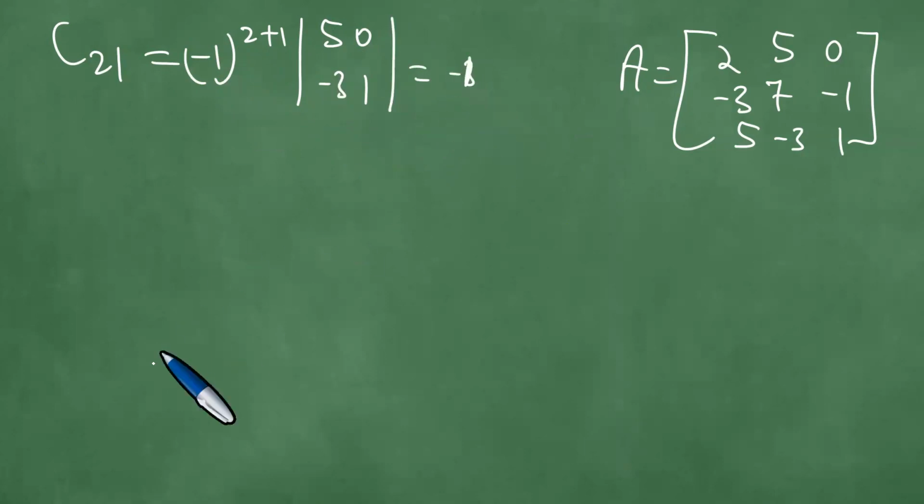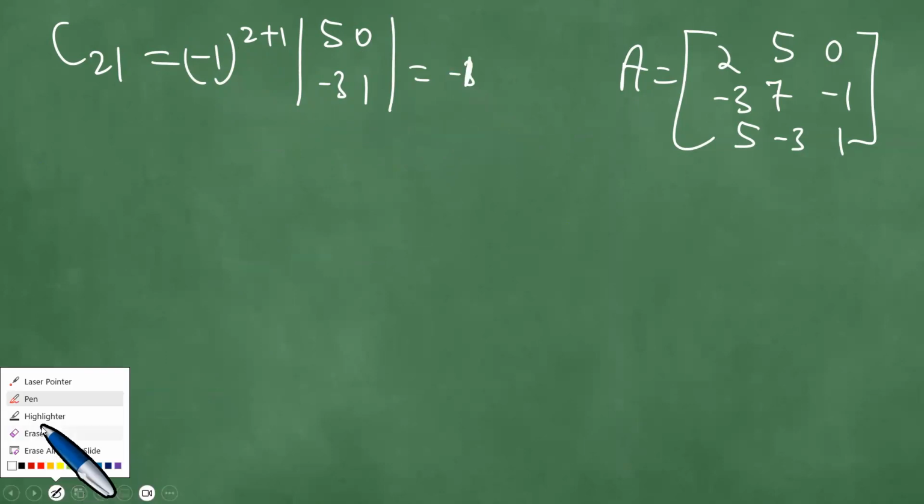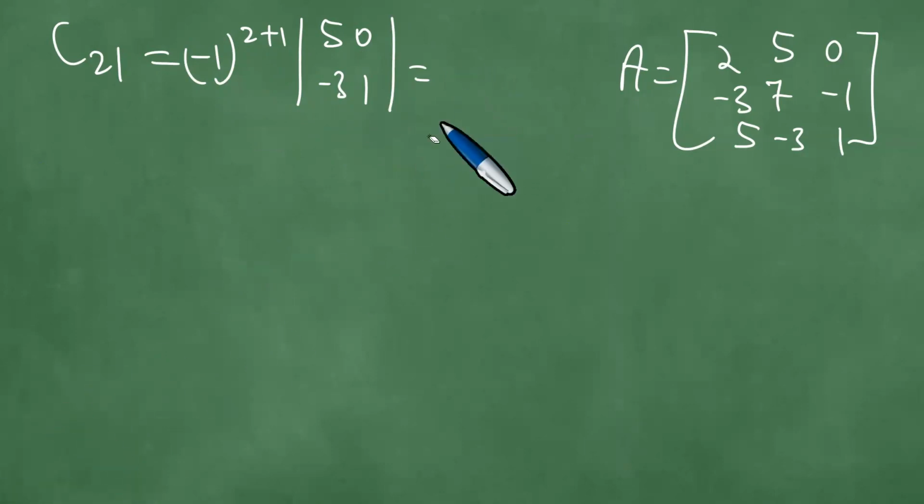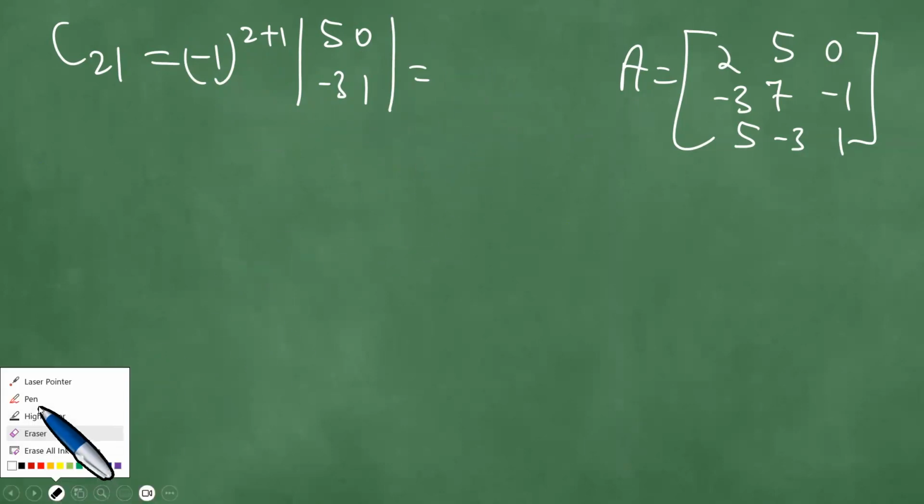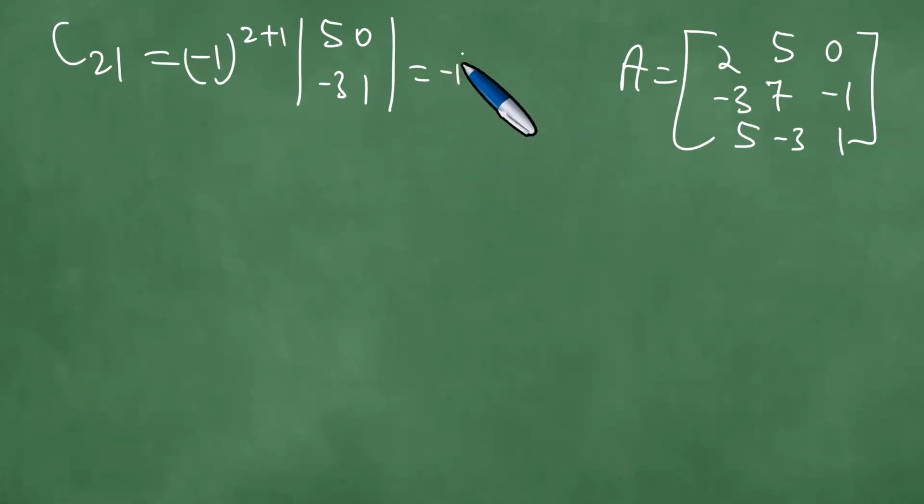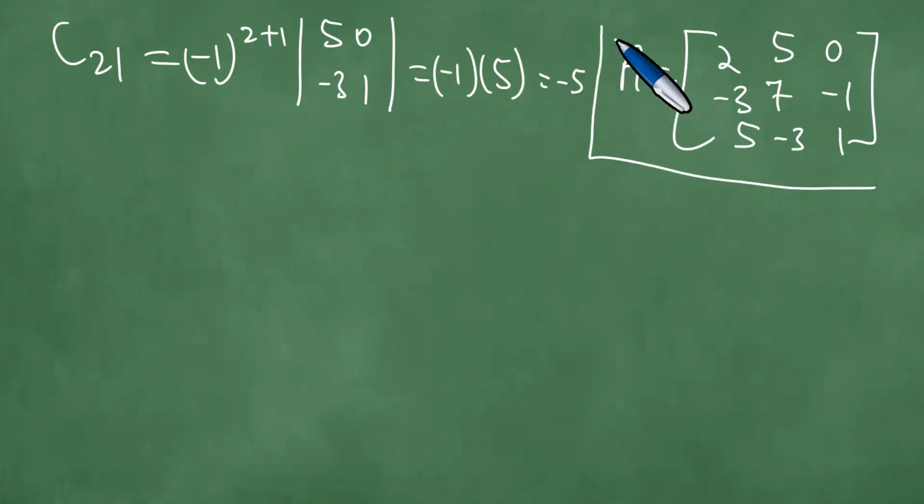So is minus 1. Okay, we continue. So is minus 1, then you have 5 here, and this is minus 5. So that's what we have here.